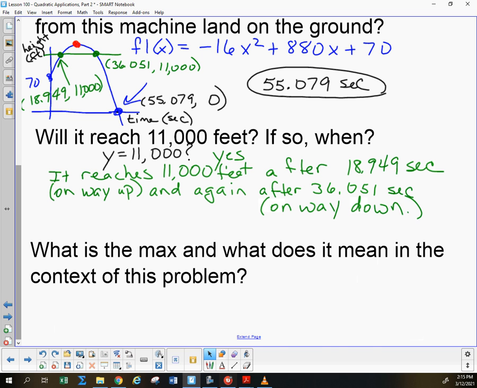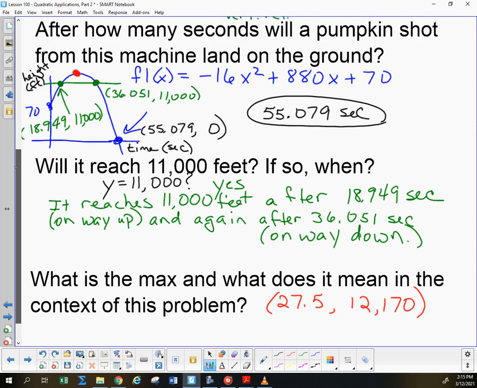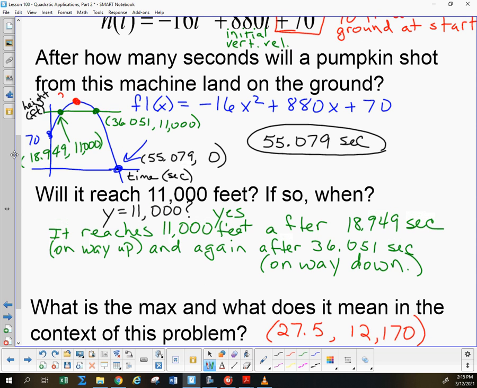So my max for this one was, where did it go? 27.5, comma, 12,170. And if I've got room, I'll try to put that on the graph here. 27.5, comma, 12,170. What does that mean in the context of the problem?